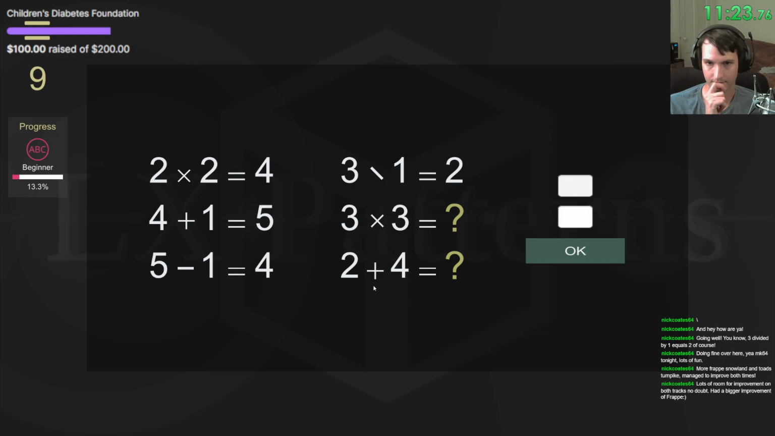This one's got me a little stumped. It's only puzzle number 9. We're currently in the beginners. Can I actually type a letter in here? No, okay. It's only numbers. Only numbers.